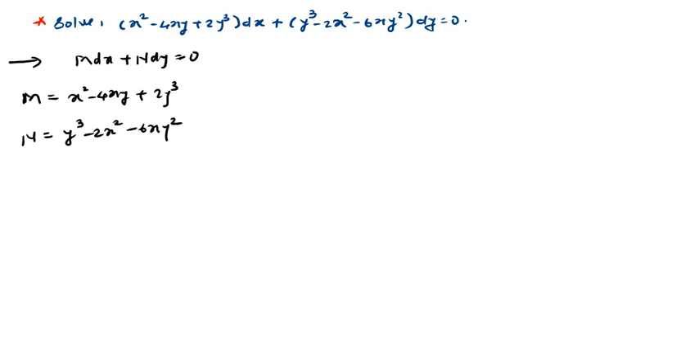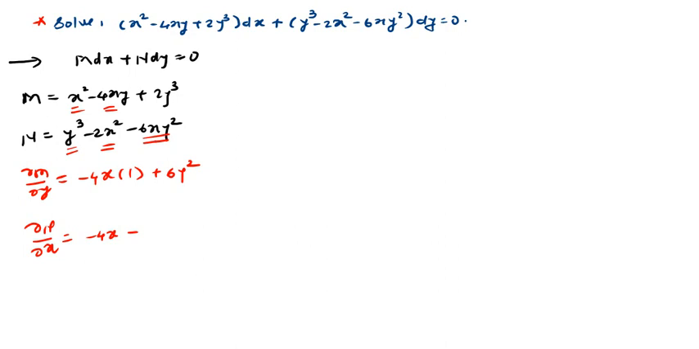So find out what is ∂M/∂y. The derivative of x square with respect to y will be 0, and the derivative of minus 4xy with respect to y will be minus 4x, since x is constant, so keep it as it is, and the derivative of y with respect to y is 1. And the derivative of 2y cube with respect to y will be 6y square. Also ∂N/∂x: the derivative of y cube with respect to x will be 0, the derivative of minus 2x square with respect to x will be minus 4x, and minus the derivative of 6xy square with respect to x.